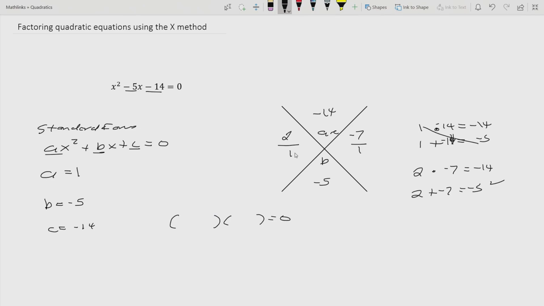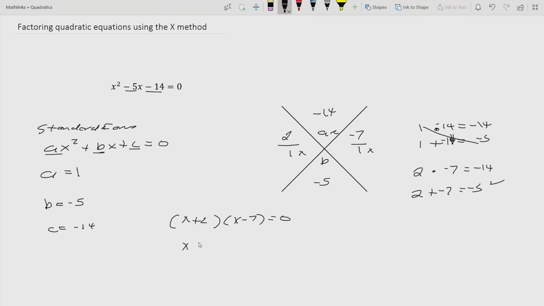All right, so our denominator is 1. So we have 1x, or x, and our numerator is our second term, plus 2. And then here we got negative 7 over 1. Our denominator is x, 1x. So we write our x for the first term. And then negative 7 is for the second term, the second number.